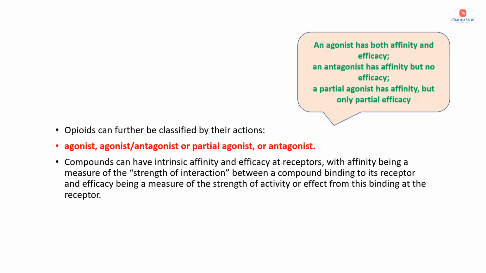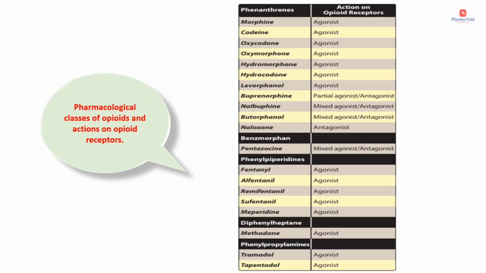So an agonist has both affinity and efficacy. An antagonist has affinity but no efficacy; no response or effect is produced by the antagonist. A partial agonist has affinity, meaning it has higher interaction with the receptor, but only partial efficacy or partial effect is produced by a partial agonist.